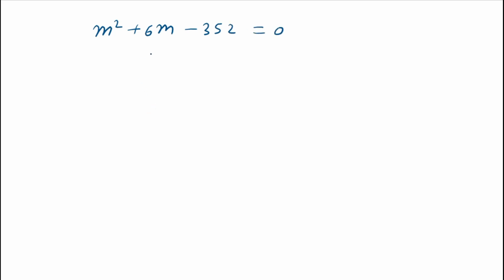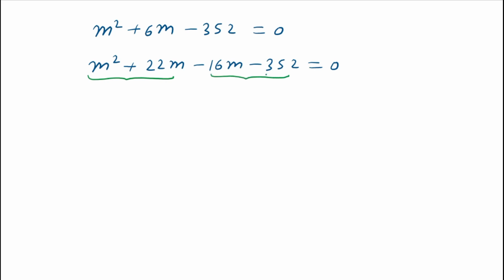This quadratic equation is factorizable. Here we will apply middle term split. m square plus 6m is the same as m square plus 22m minus 16m minus 352, this is equal to 0. Look carefully, first two terms and then last two terms.